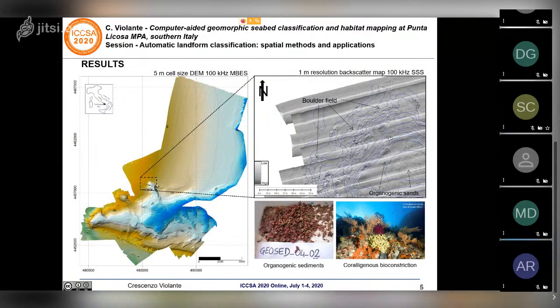So, very quickly, these are some results. These are the 5-meter cell size DEM obtained by this data. It's a shaded relief map here. And here you have a side scan map on the right, which in combination with the sampling of the seafloor was used to construct the characterized habitat mapping.